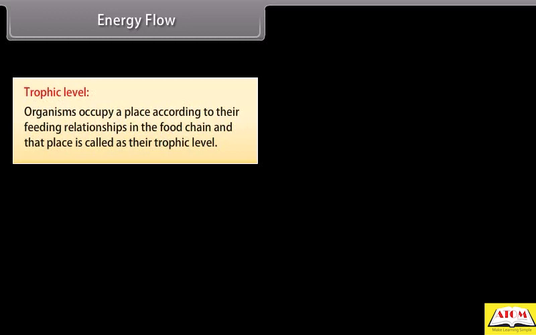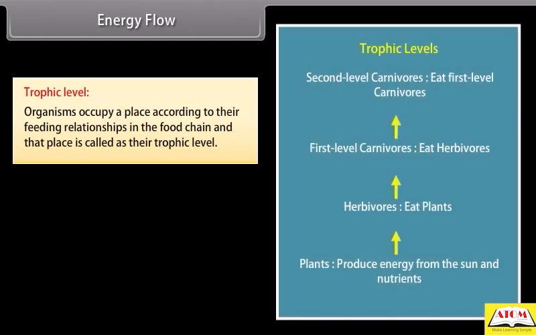Energy flow. Trophic level. Organisms occupy a place according to their feeding relationships in the food chain, and that place is called their trophic level. Plants that produce energy from the sun and nutrients are the first trophic level. After that, herbivores that eat plants are at the second trophic level.